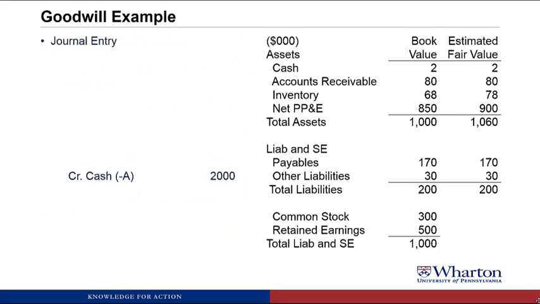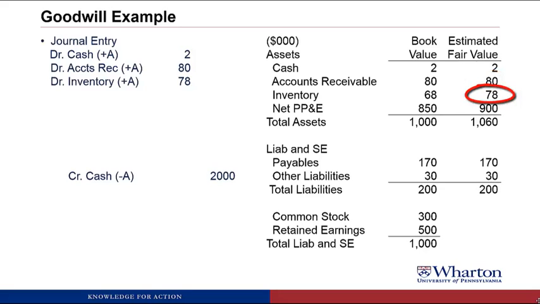So first of all, KP is paying $2 million in cash, so they're crediting cash $2 million. They're acquiring a couple thousand of cash from TK, so we get that cash back. We also get the $80,000 of accounts receivable, $78,000 of inventory, and note again, this is not the book value on TK's books, but this is the fair value of that inventory.